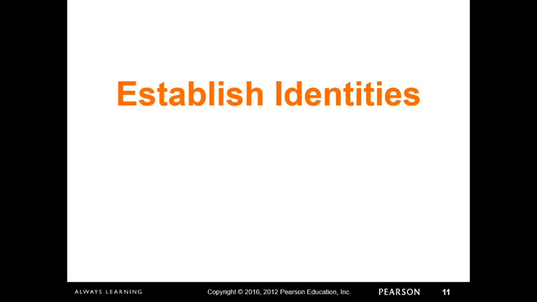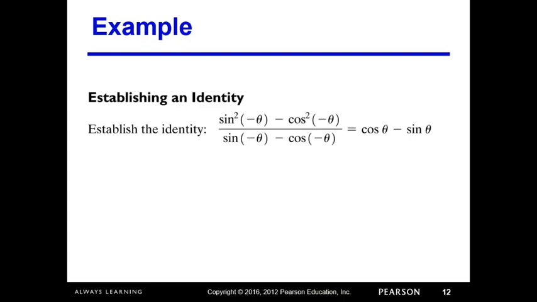Establishing identities, second part of section 4 of chapter 7. For these we're going to need to use our even-odd identities, and those are on your blue sheet. But let's just go ahead and try to start these and see what we can do.